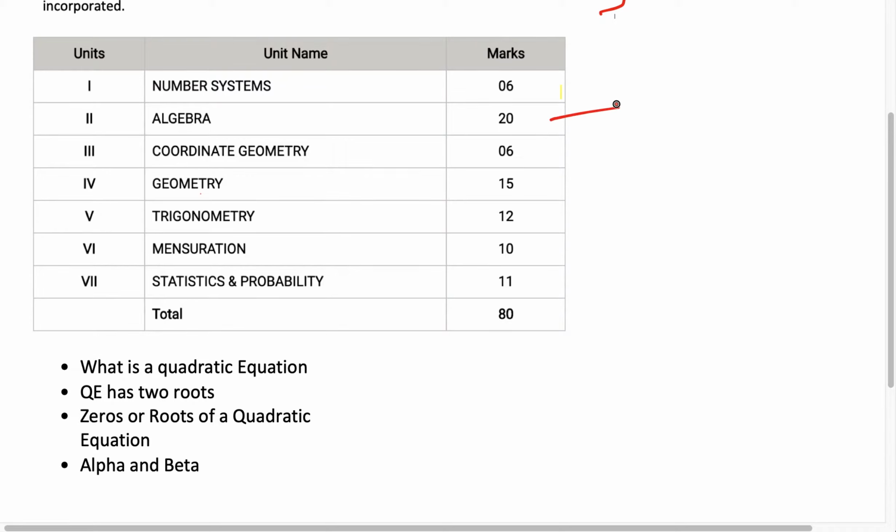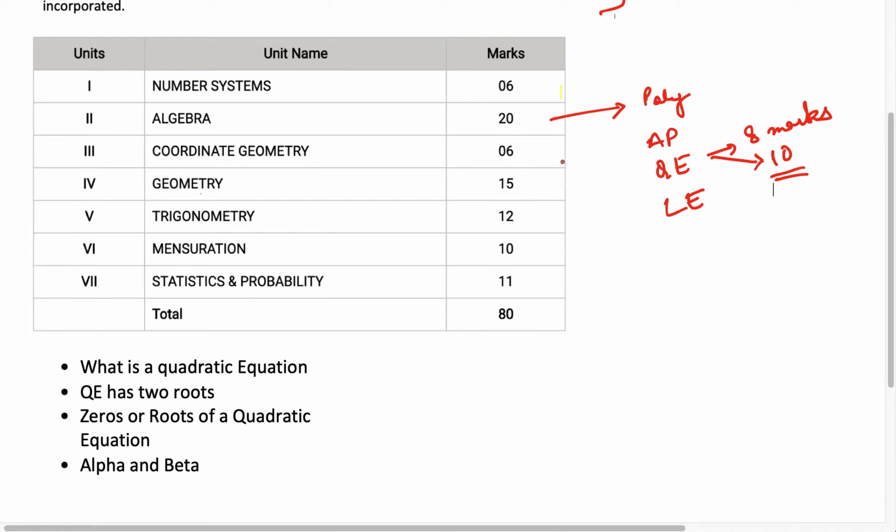Now if you look here, algebra is 20 marks, and algebra includes polynomials, AP, quadratic equations, and linear equations. Quadratic equations would be roughly 8 marks, and sometimes, because the concepts of quadratic equations are being tested through other chapters, it might go up to 8 to 10 marks. So it's almost 30 to 40% of the total algebra weightage of class 10th.